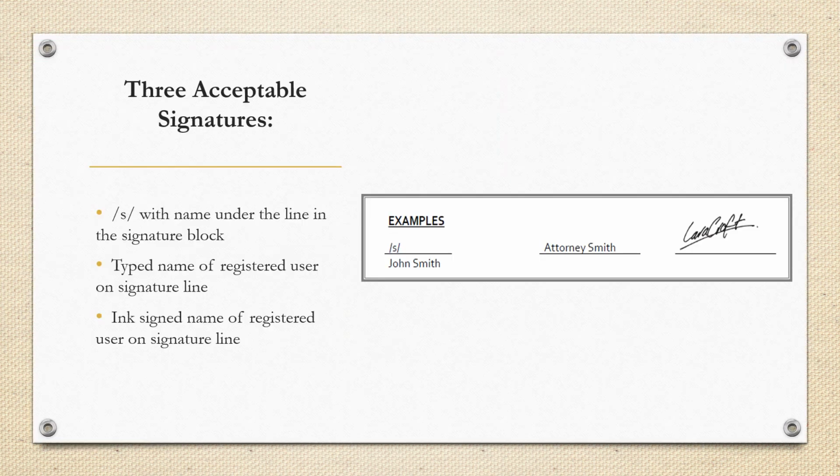If signed by an attorney, it must include the information required by BLR 5005-1. There are 3 acceptable ways to sign your document in our court. These include providing a /s/ with the name under the line in the signature block, a typed name of the registered user on the signature line, and an ink-signed name of the registered user on the signature line.